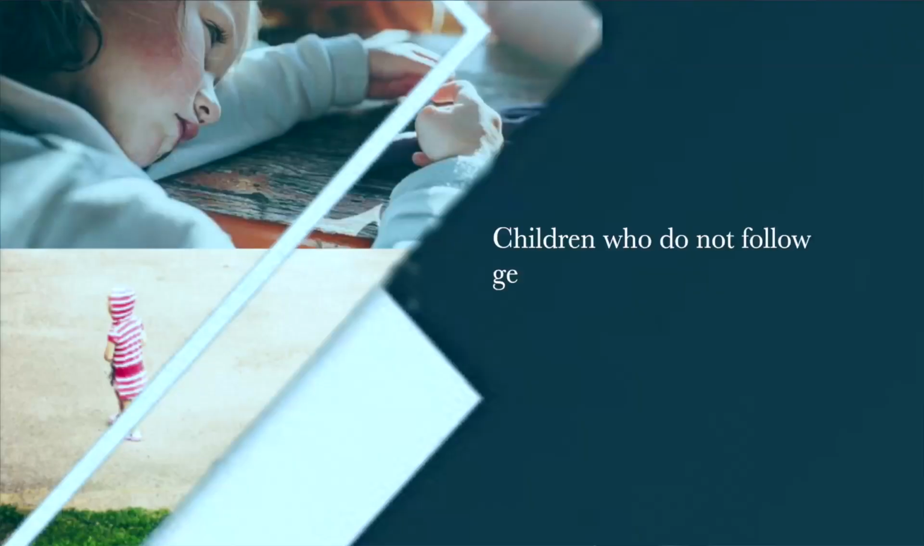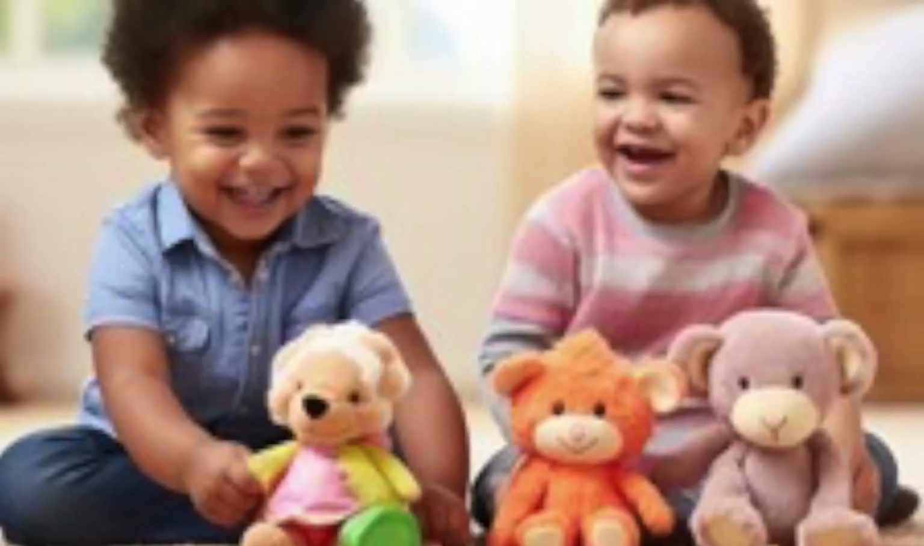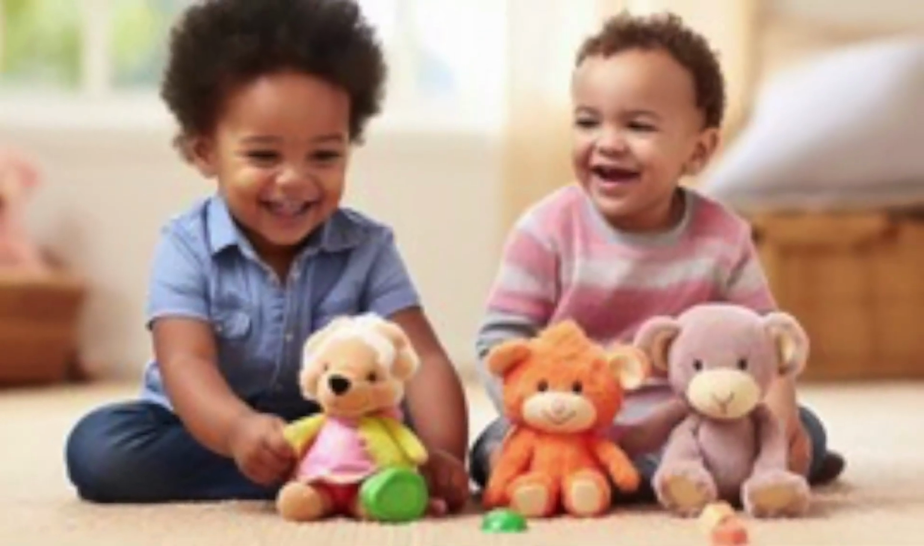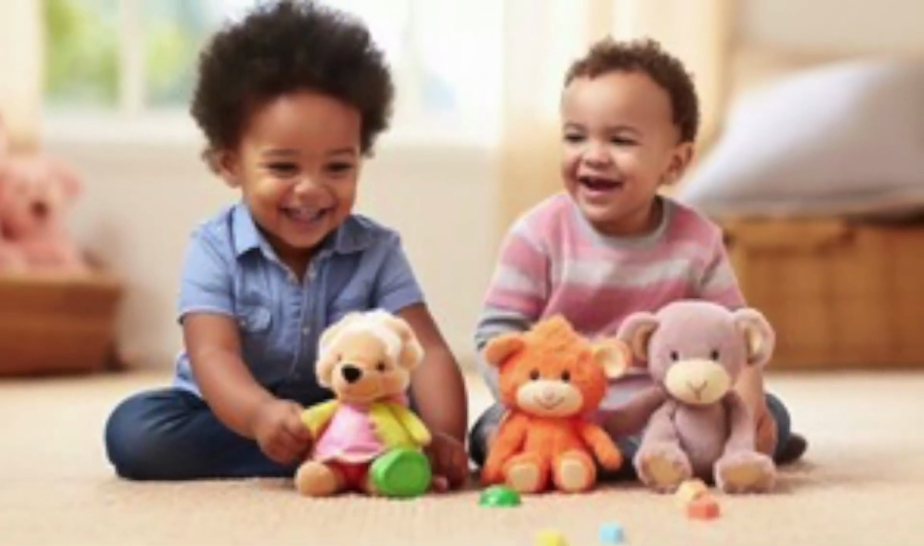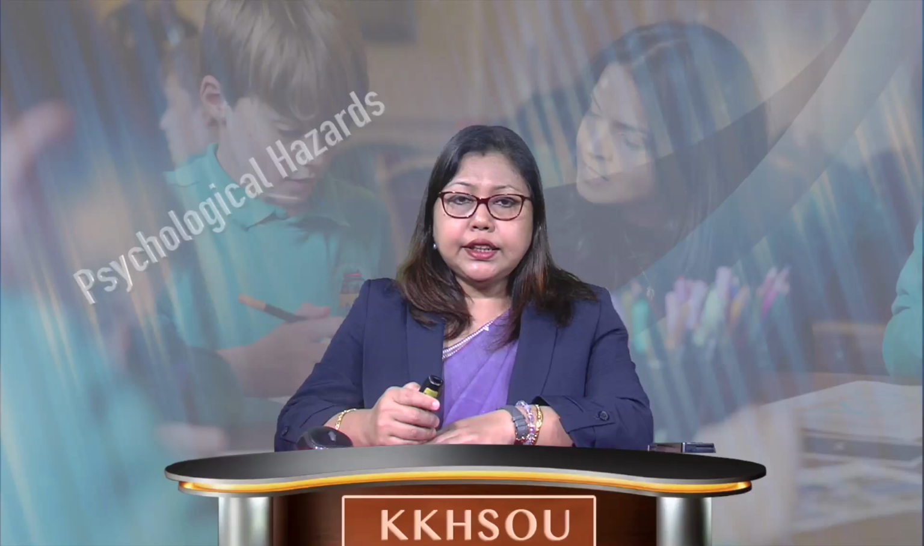Firstly, children who do not follow gender stereotypes which are commonly accepted by their peers may face rejection or social exclusion. For example, a boy who enjoys playing with dolls or a girl who prefers sports cars over dolls may be ridiculed or marginalized. These experiences often become more serious as children approach school-going age, where peer pressure is stronger.